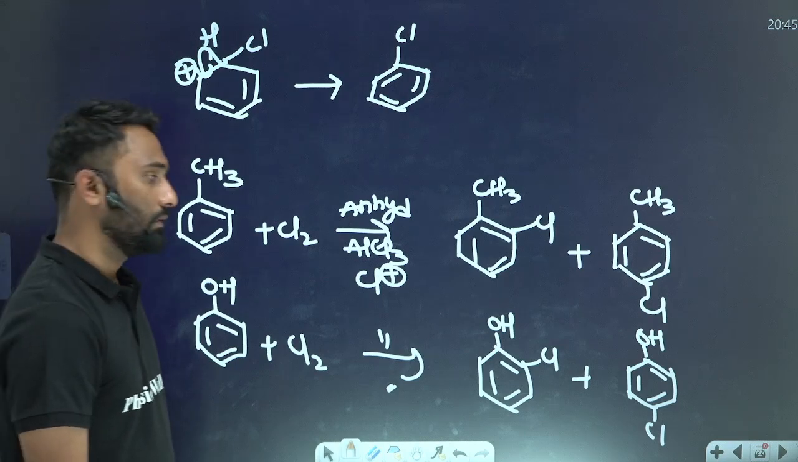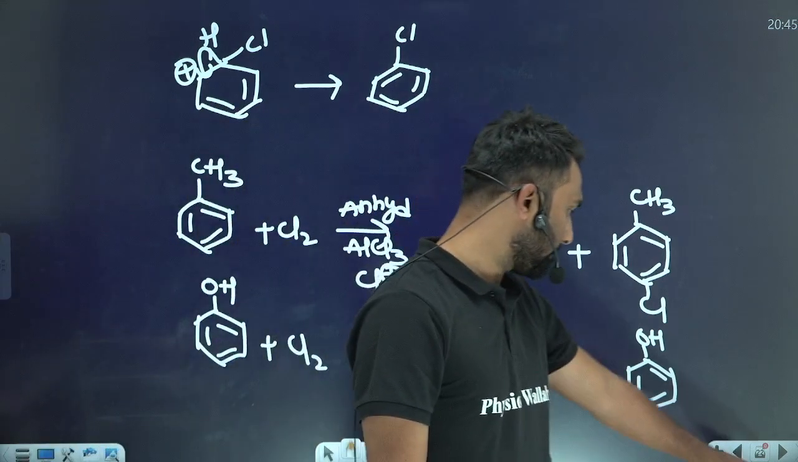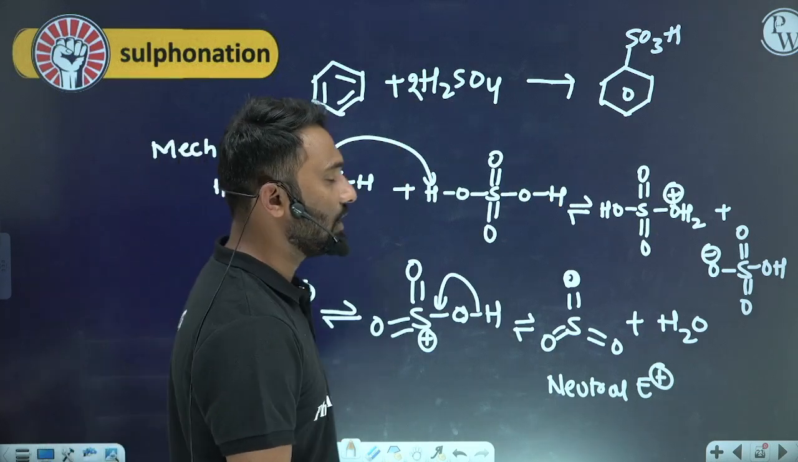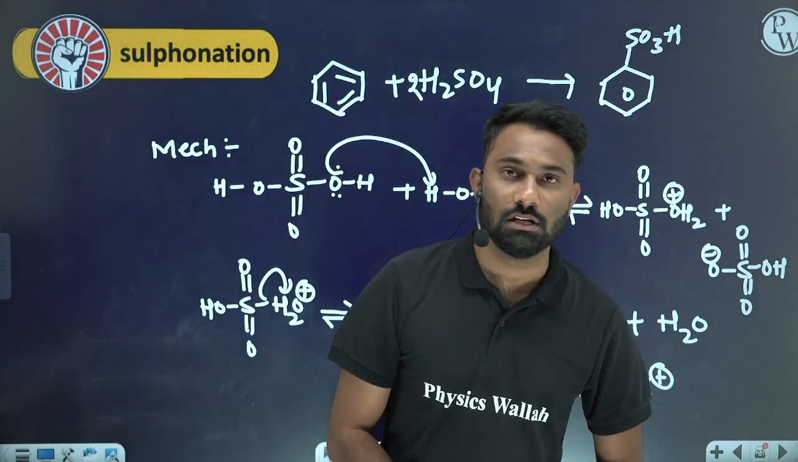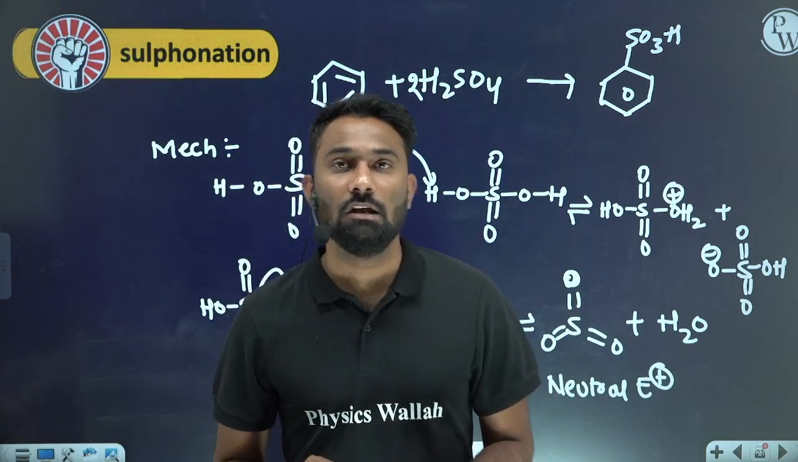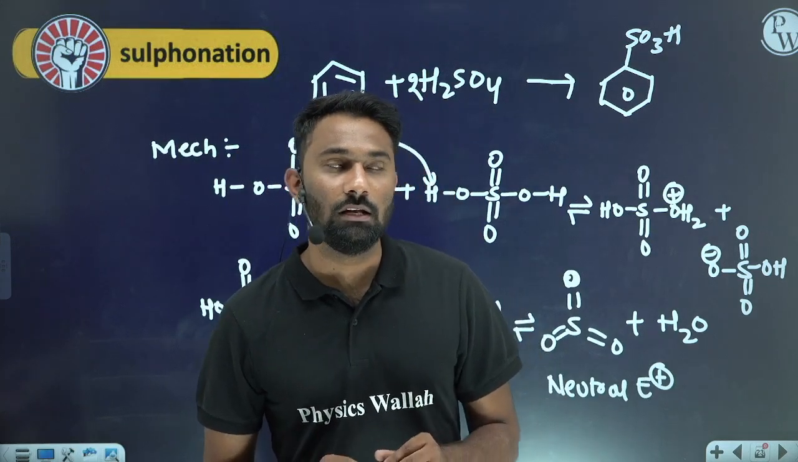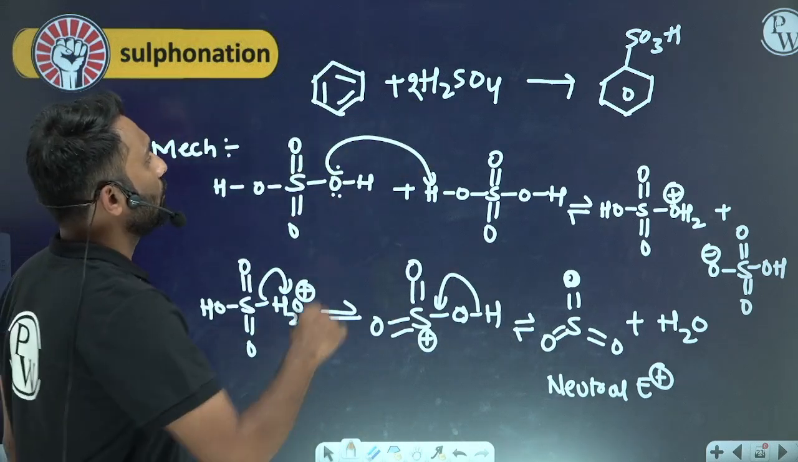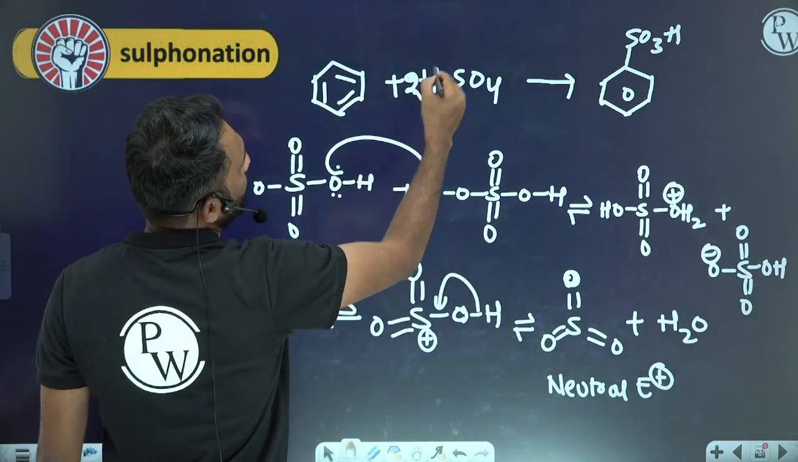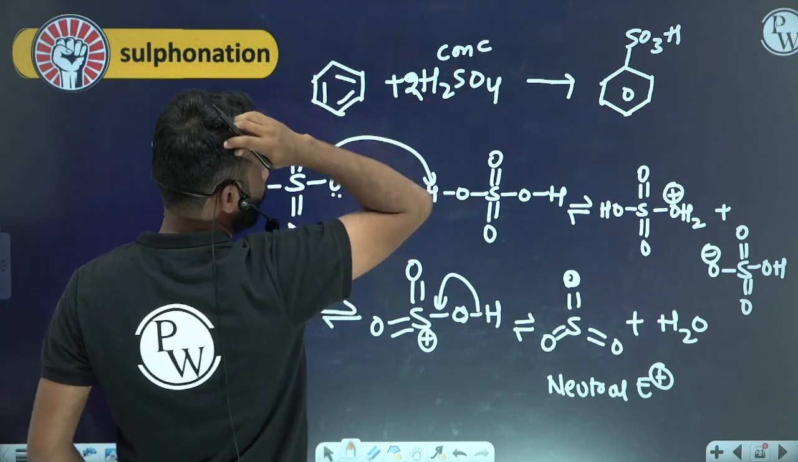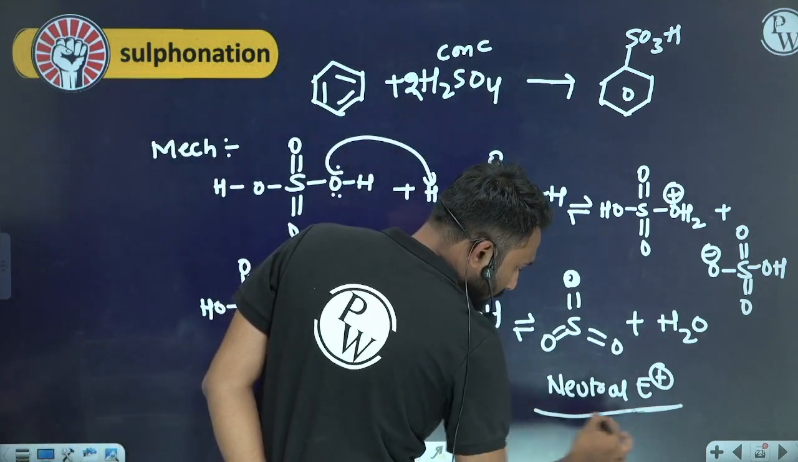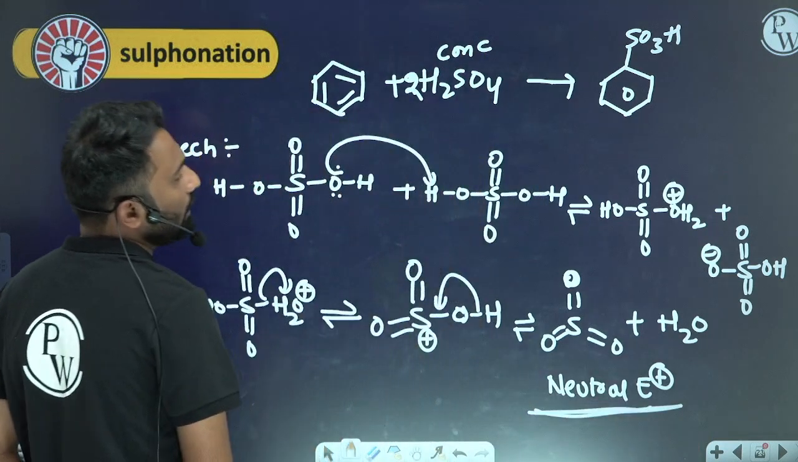Okay, next one, that is sulfonation. Sulfonation is very, very important. Here concentrated H2SO4 is given, 2 moles of concentrated H2SO4, and here we are getting the neutral electrophile SO3.